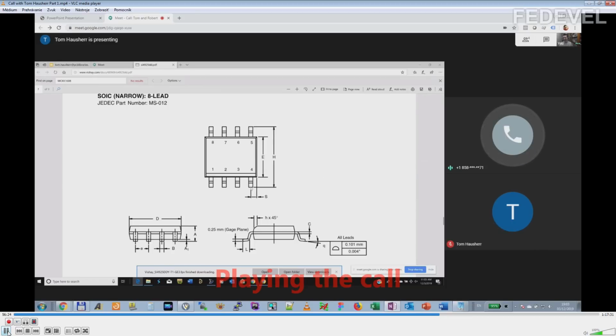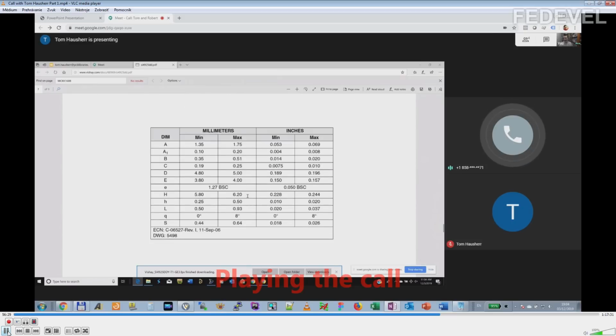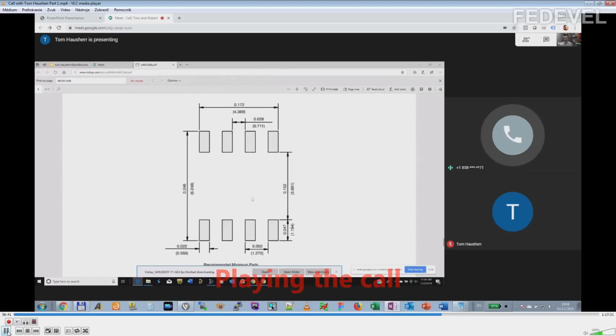H is the overall from lead frame to lead frame, tip to tip. And the H dimension here is 6.2 millimeters maximum. You've got min and max, so that's your dimension for H. Now, if you go down to the recommended land pattern, it says that the overall dimension from tip to tip for the land pattern is 6.2 also, 6.248. So how could you have your lead 6.2 and have your land pattern 6.2? This is a bad recommended pattern.